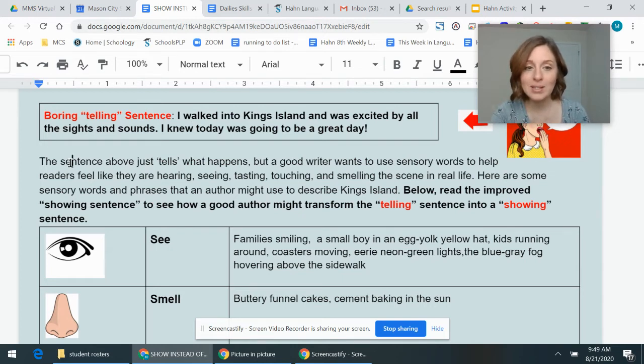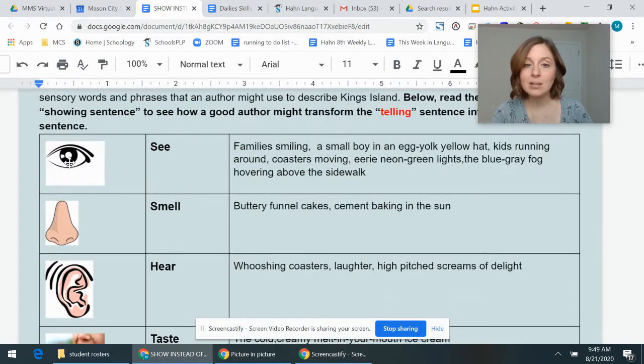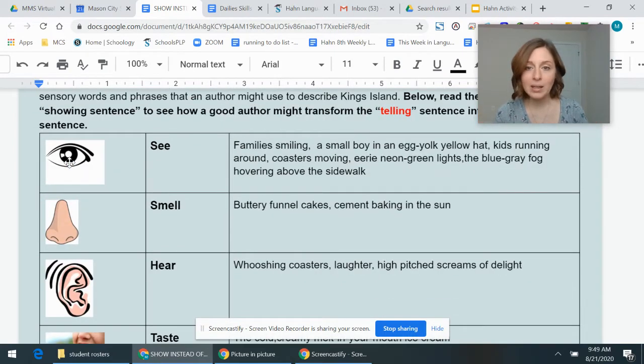So the first thing I did is I brainstormed, okay, if I walk into Kings Island or any theme park, what might I see, smell, hear, taste, and touch? So, see: I'm going to see people smiling. Maybe I see a little kid, right? A small boy in an egg yolk yellow hat running around, coasters moving.